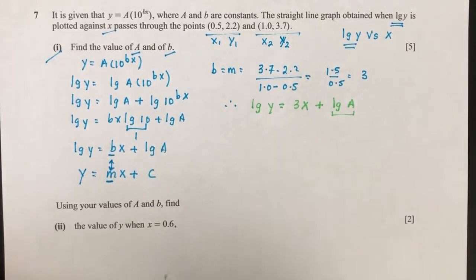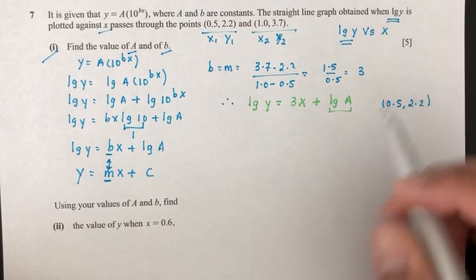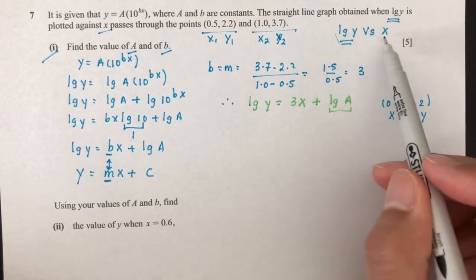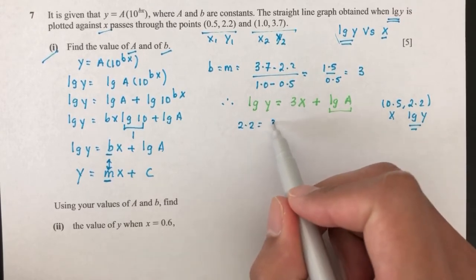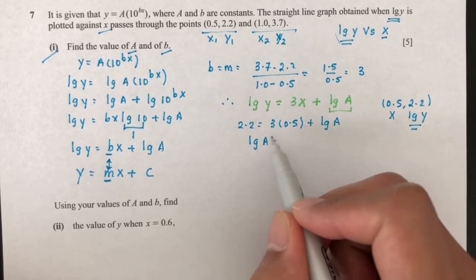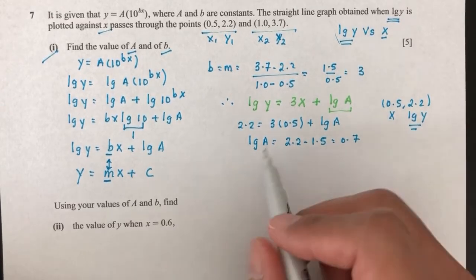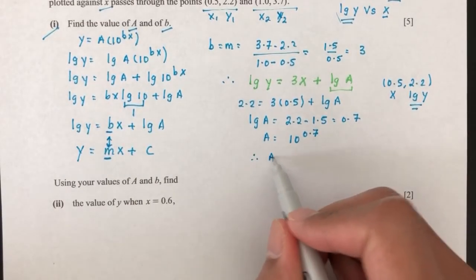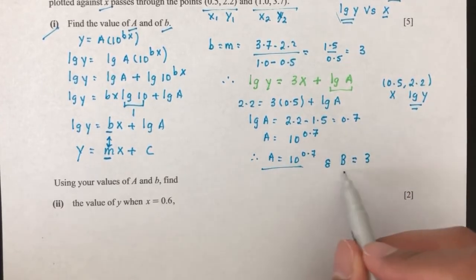So now we have this. We have to find the value of a. So let's take a point from here. We'll choose 0.5 and 2.2. So this is x and this is log y. So why is it log y here? Because we have a graph of log y versus x. That's why. So now let's replace this in the equation. We have 2.2 equal to 3 times 0.5 plus log a. So simplify, log a equals 2.2 minus 1.5, which is 0.7. So log a is 0.7, so a will be 10 power this. So your answer will be a is equal to 10 power this and b is equal to 3. So those are the values of a and b.